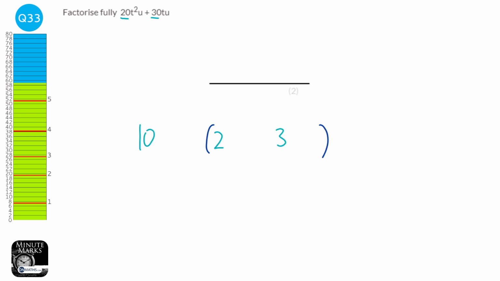Next, I'm looking at the t terms. So we've got t squared there and a t there. So we can divide out a t, but that will leave a t on the first term. And finally, I'm going to look at the u. And there's just a u on both of them I can factorise out. And actually, that just leaves nothing on the inside of the bracket.